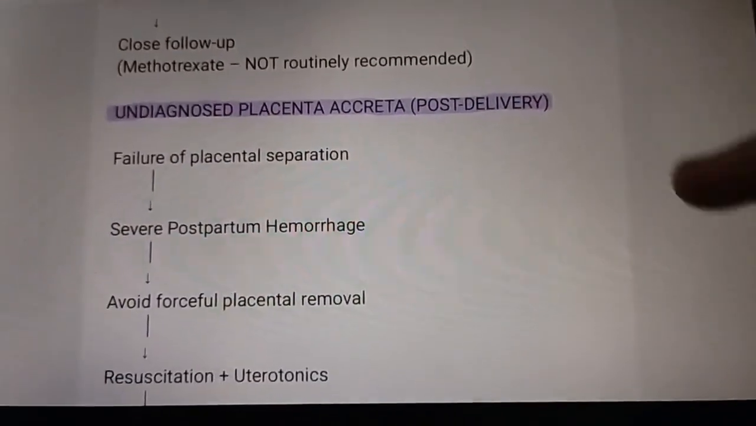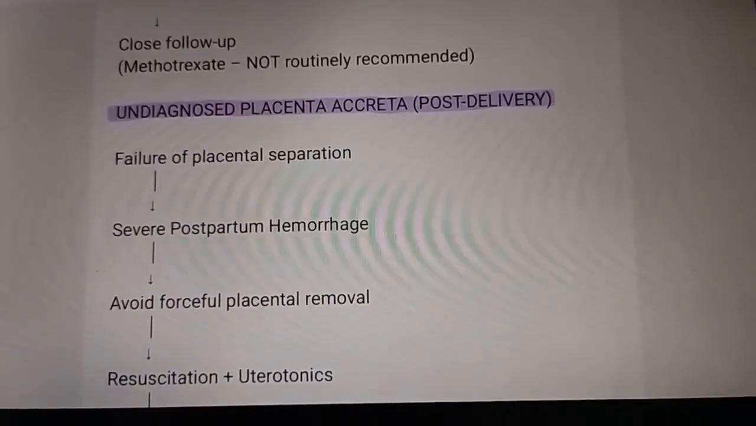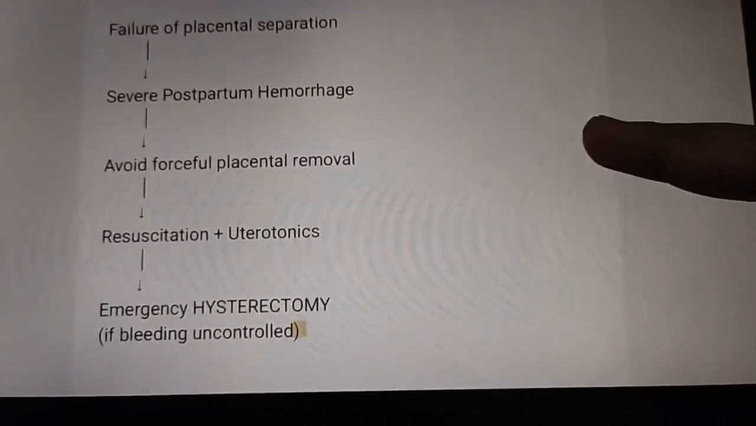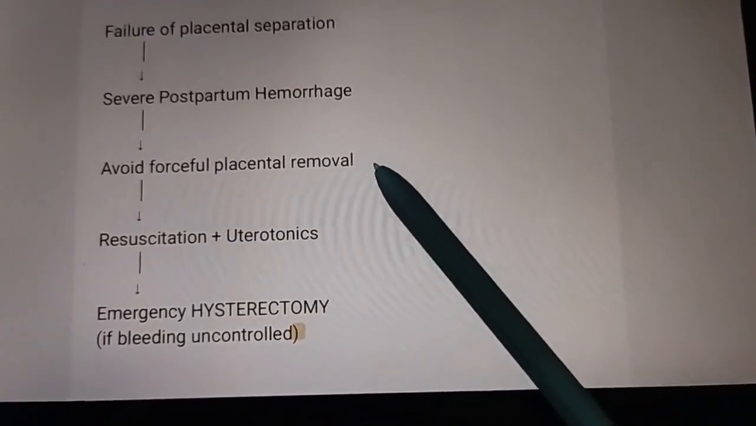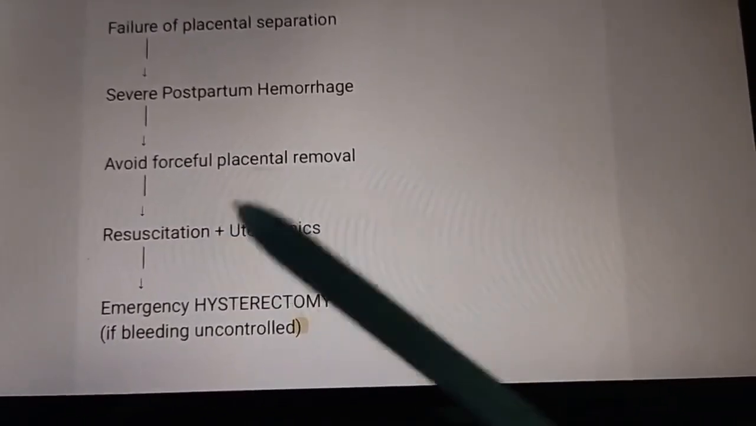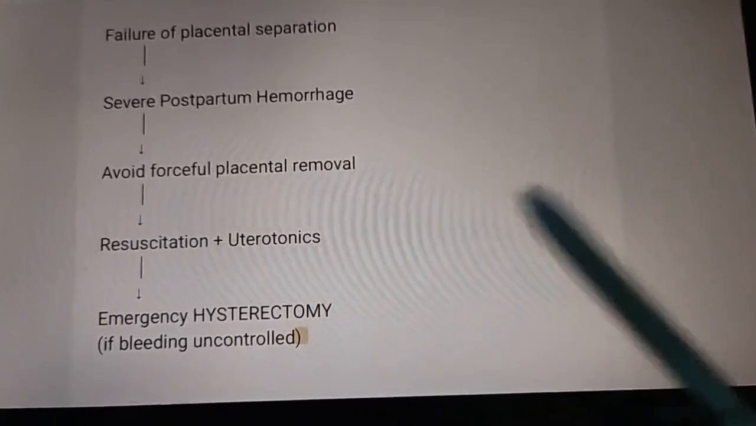Now, if placenta accreta is undiagnosed, meaning diagnosed post-delivery, then it can cause severe postpartum hemorrhage. Then avoid forceful placenta removal. It's resuscitation plus uterotonics, and then we do emergency hysterectomy.